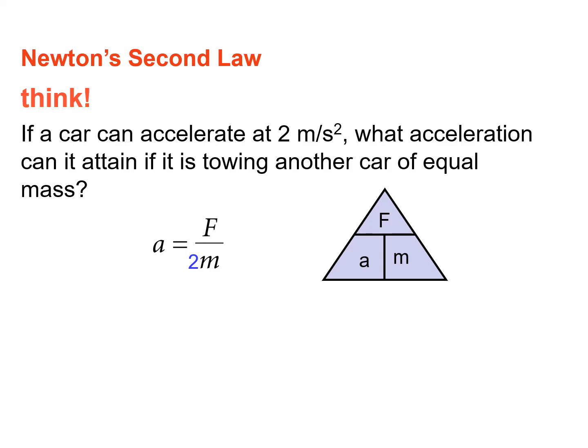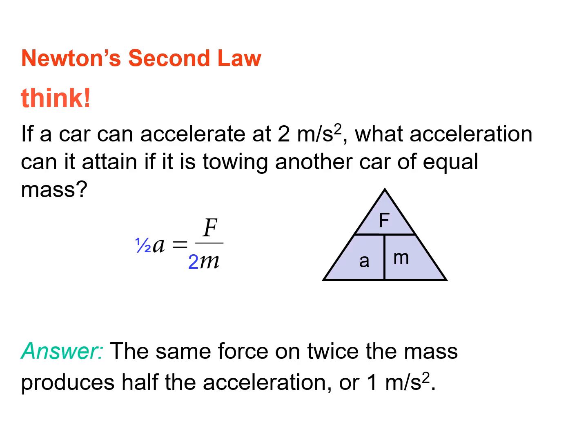Well, the only way that we could solve this is to either have numbers or just to puzzle it out. If you have a 2 in the denominator on the right side, your math teacher has taught you that whatever you do to the right, you have to do to the left. So we have to put a 2 in the denominator on the left. So that would be A over 2 or 1/2 times A. In other words, if the car can accelerate at 2 meters per second squared, but then you double the mass, you split that acceleration by 2 and change it to 1 meter per second squared.